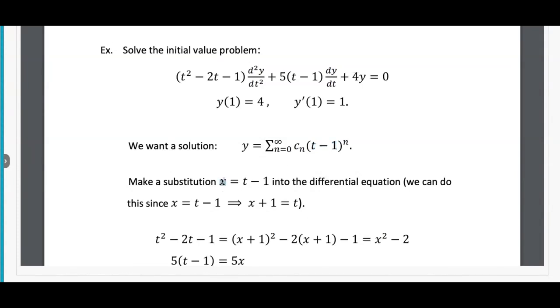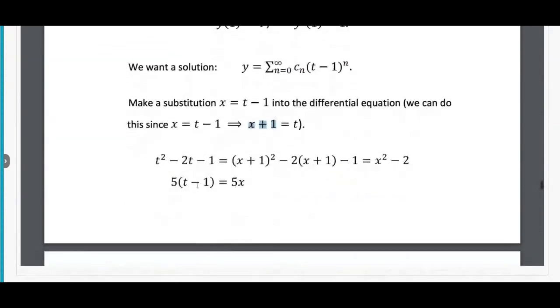So we want to substitute t minus 1 with another variable. Let's call it x. Then x equals t minus 1, which means t equals x plus 1. So we just substitute t with x plus 1 everywhere. So t squared becomes x plus 1 squared. Negative 2t becomes negative 2 times x plus 1. Then simplify this, and we get x squared minus 2. So this is a of x. B of x is 5 times t minus 1, and since x equals t minus 1, that's just 5x.